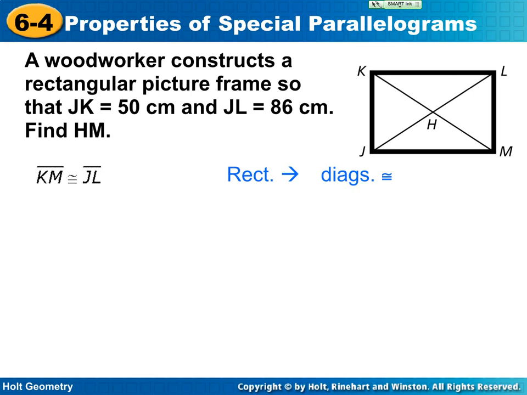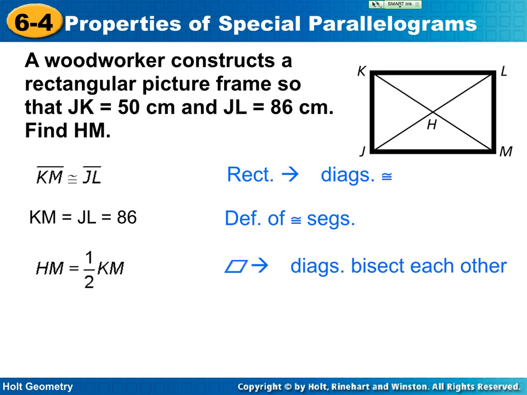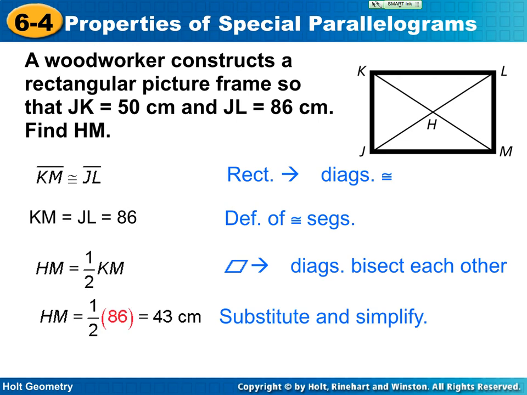So in this one, diagonals are congruent in a rectangle. So KM is 86, JL is also 86. The diagonals bisect each other. That's because a rectangle is a parallelogram, and in a parallelogram the other day we clarified diagonals bisect each other. So half of 86, HM would be 43.